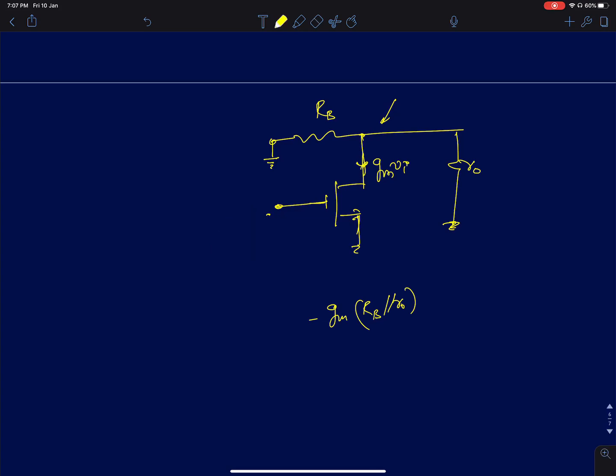Now, I'll ignore the path to the MOSFET. I'll ground this and apply input here. Then this is going to be plus R0 by R0 plus RB.